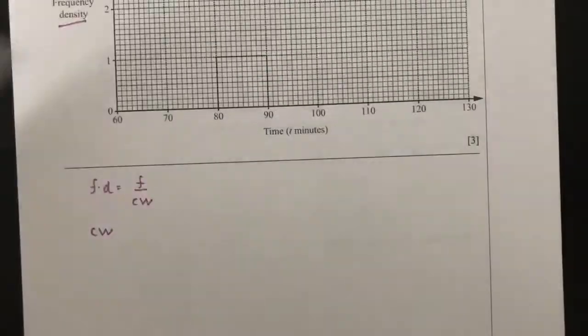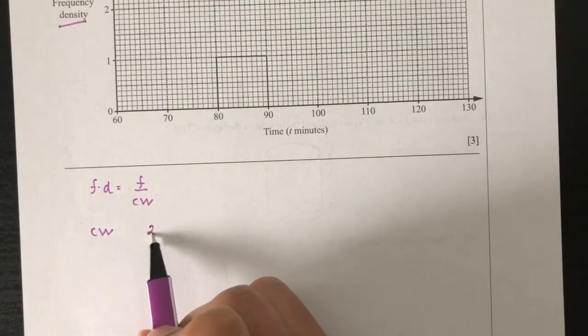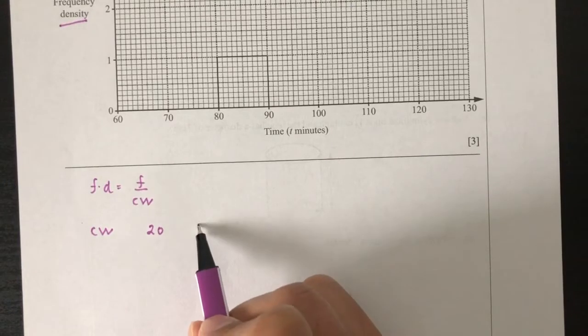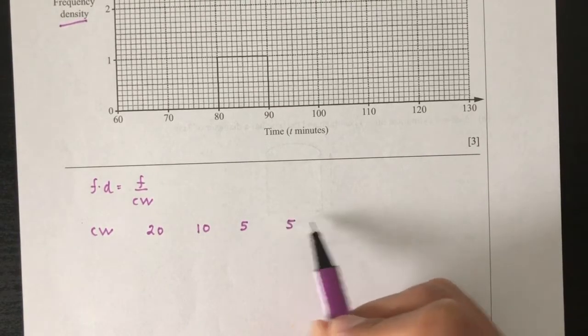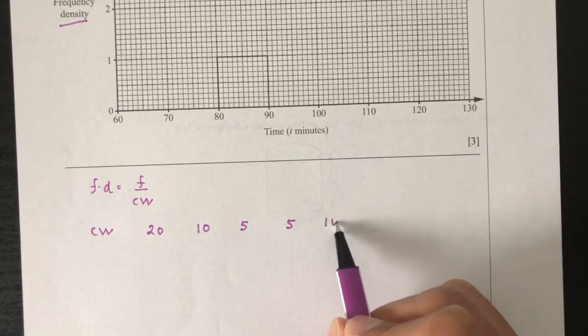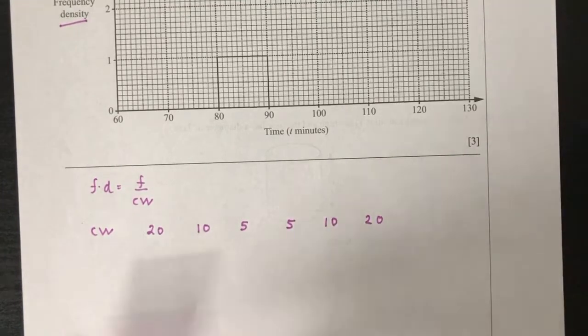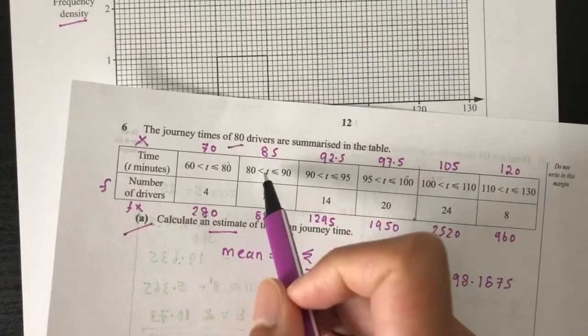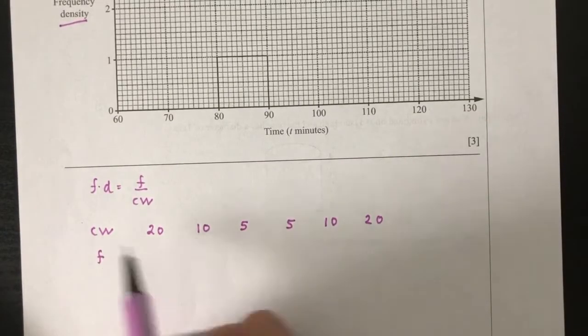So for the first class, the class width is given by 80 minus 60, which is 20. Then we have 10. Then we have 5. Then we have 5 again. Then we have 10. And then we have 20. So we have 1, 2, 3, 4, 5, 6 class widths.